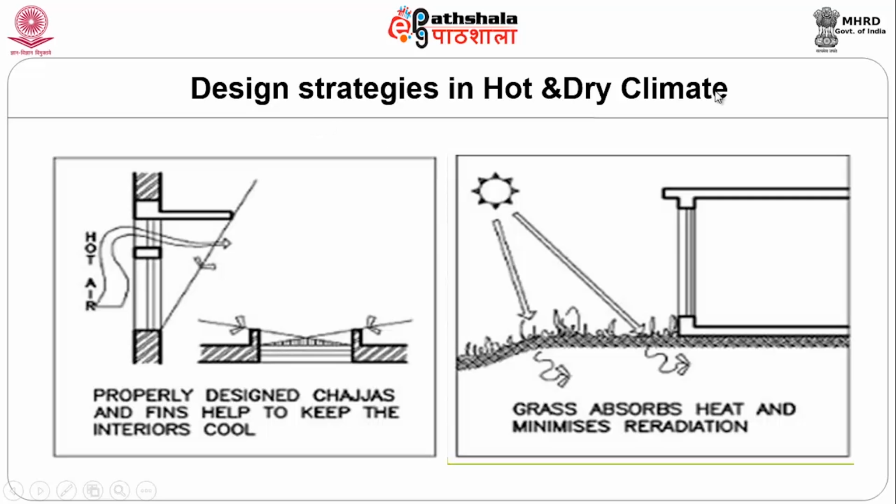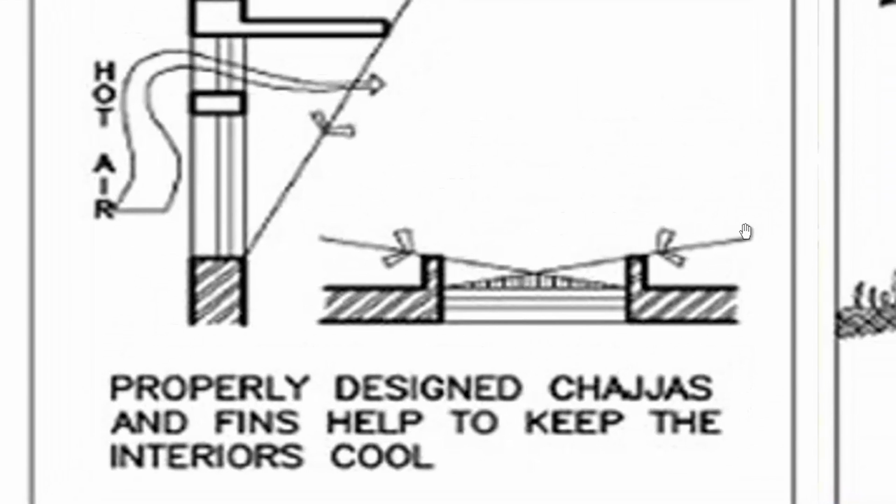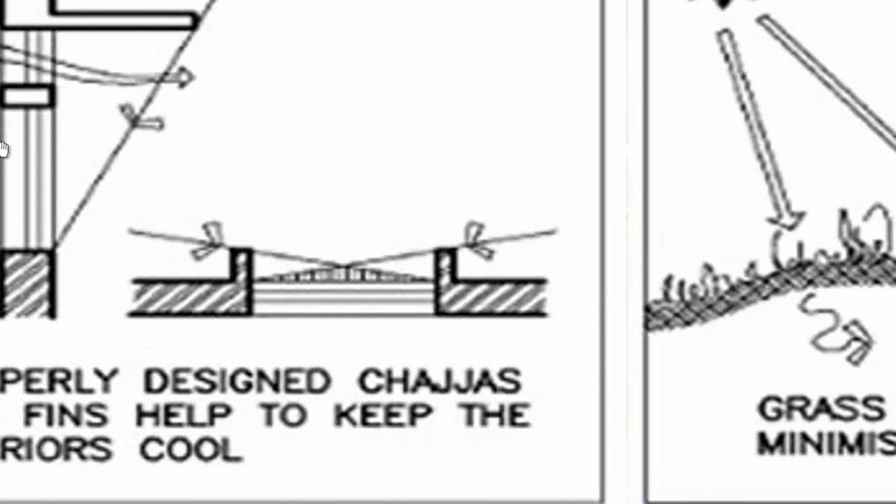So in a hot and dry climate, what happens when you have a window? If you have a properly designed chhajja and fins, it helps to keep the interiors cool, because any sunlight that comes in gets cut, and hot air, as we know, rises. So in the interior, when hot air rises, it can come out and the sunlight will not enter the space. If you look at the chhajja, the entering angle and the exit angle, when you have the projection there, the sunlight cannot enter and you will only have daylight entering the space.